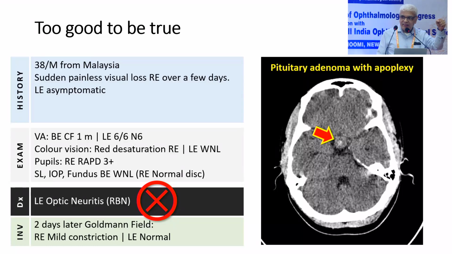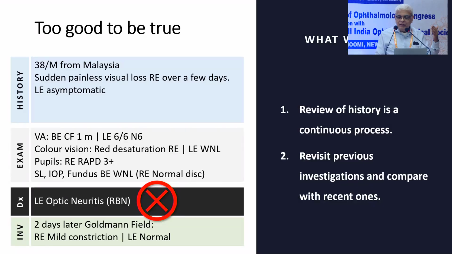It just pressed on it suddenly. The perilesional edema did that. The steroid improved the perilesional edema, and therefore the vision jumped back. No optic neuritis can improve from 1 meter to 6/6 over 24 to 48 hours. If something improves that fast, it is not typical optic neuritis, something else altogether. So again, review the history. It's a continuous process. This is over the course of a disease as well.